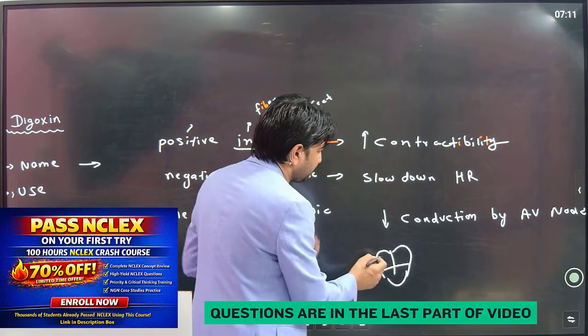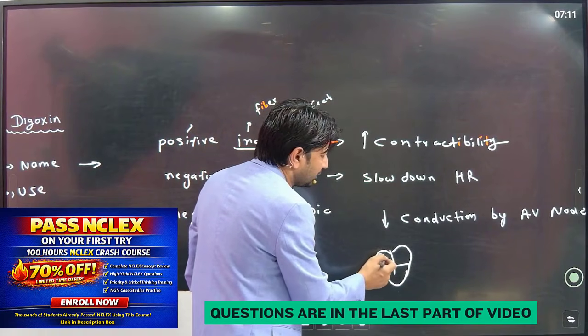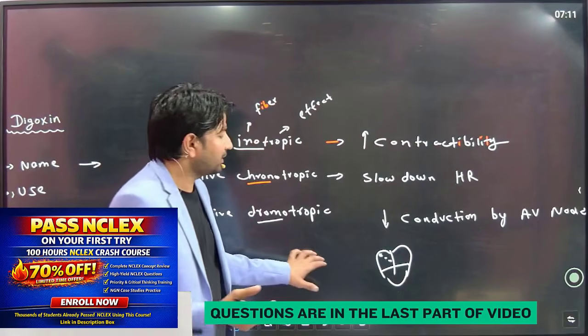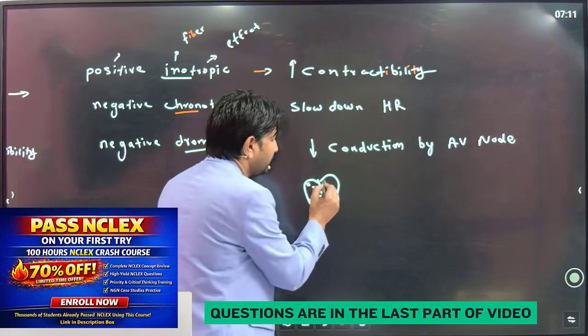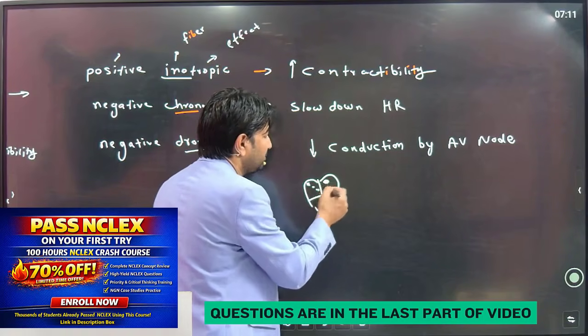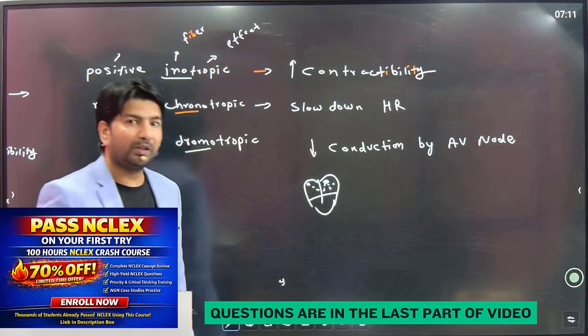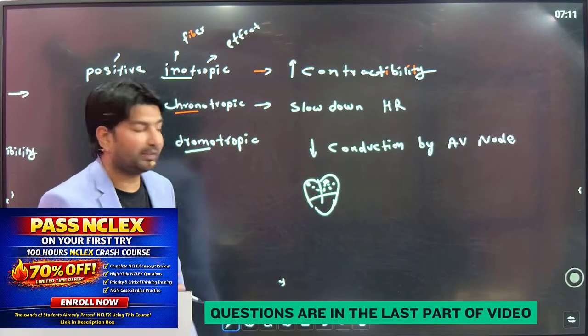Right here is the SA node, and from the SA node, 60 to 70 or 60 to 100 beats per minute are being generated. Besides that, if more impulses start forming automatically from anywhere else within the atria, then automatic firing begins or impulses start being generated automatically.